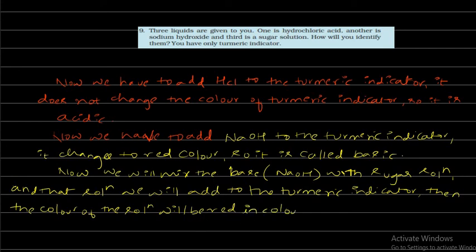So what will you say at last, how can you determine that it is a sugar solution? Either you can test that directly, or you can mix that with the base. So that mixture will become basic, and so it will show the red color when it is made to react with the turmeric indicator. Okay, thus this is how you can determine acid, base as well as neutral solution.